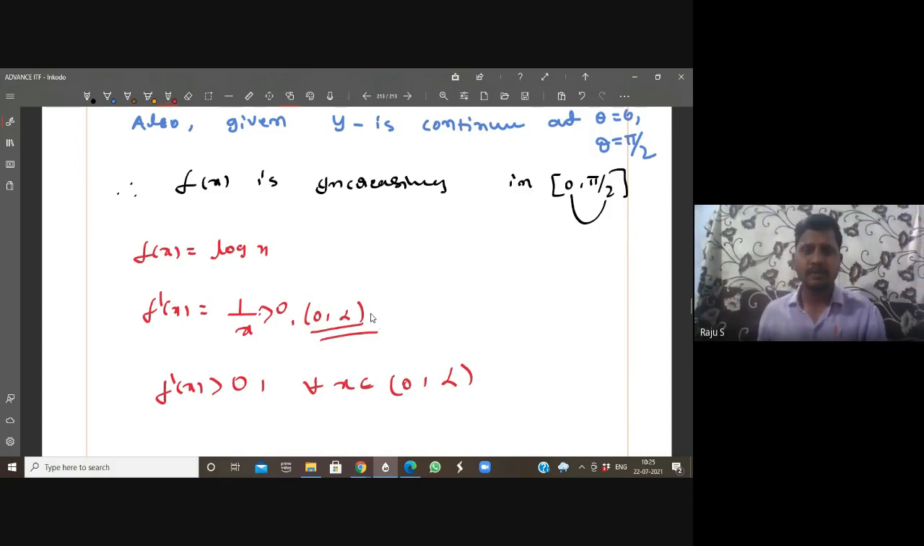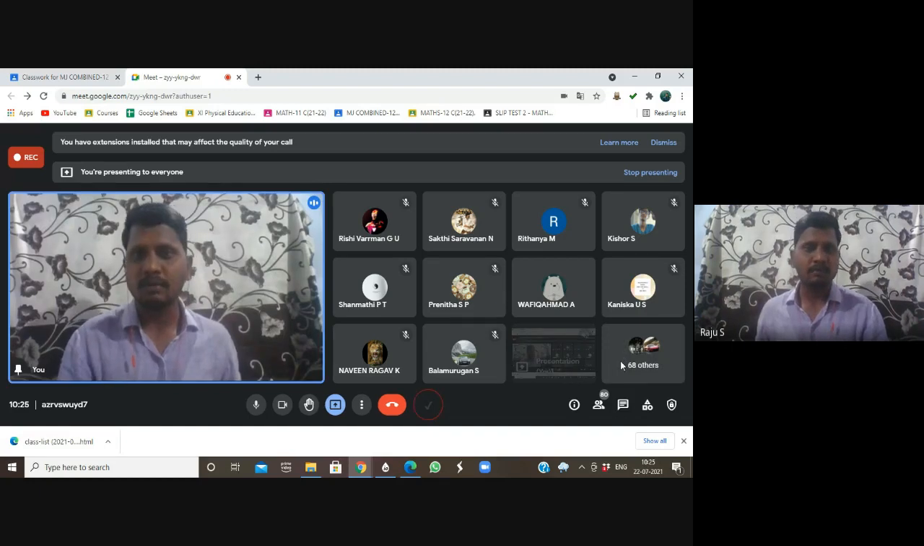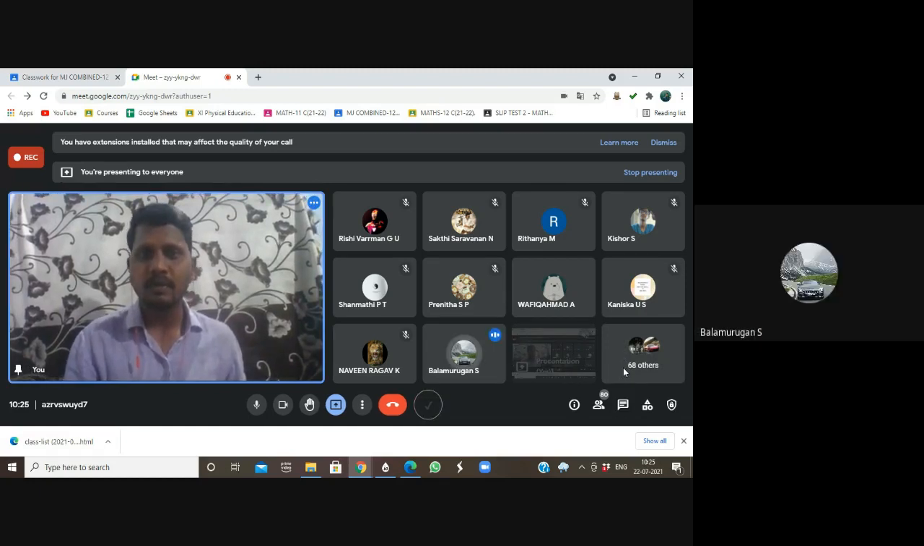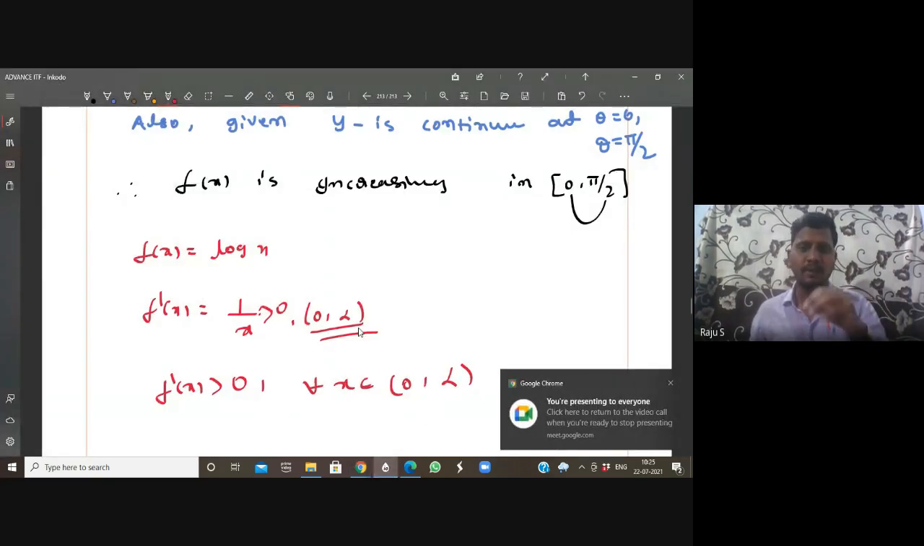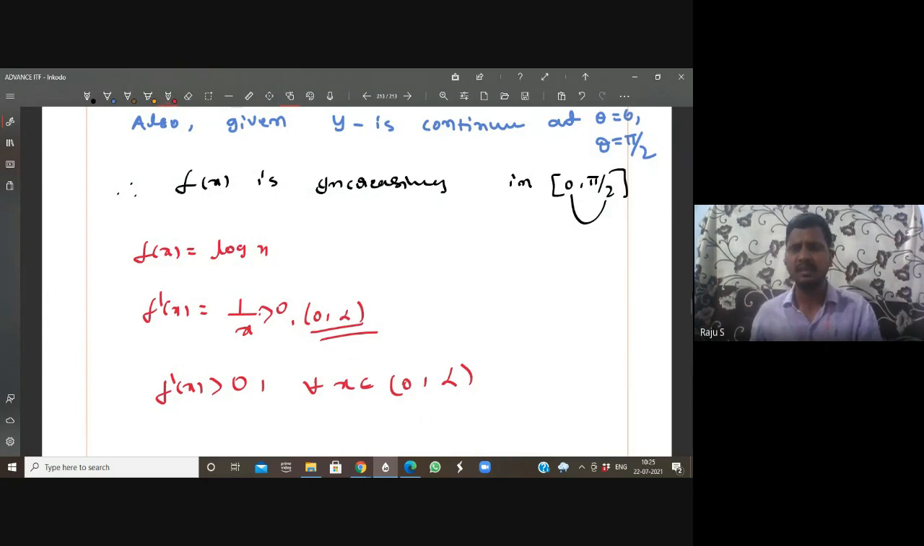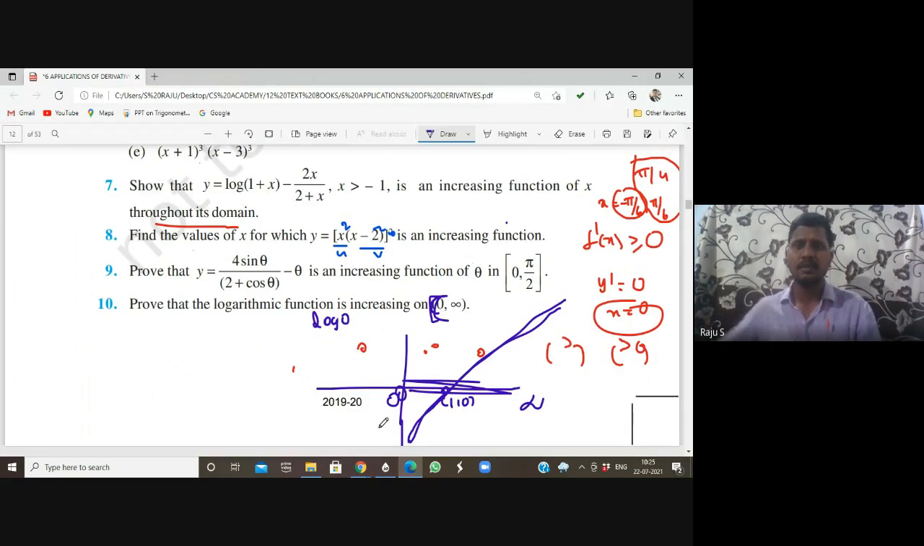Did you get my point here? Clearly, because 0 to infinity means it is positive, 1 by x is greater than 0, so it is increasing. We proved it here. That's all. Hence f of x equal to log x is increasing in the interval 0 to infinity, but that we have to write.